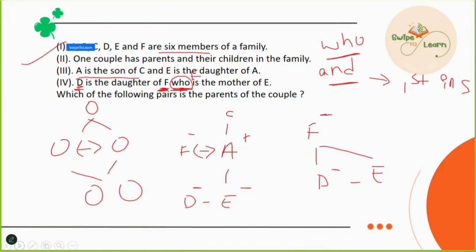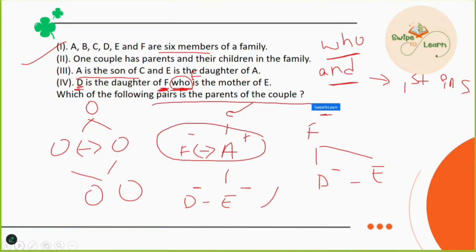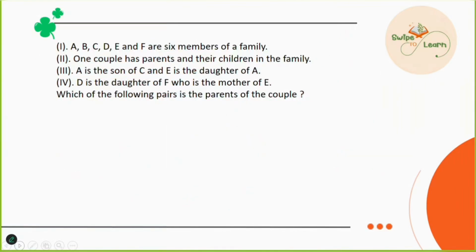So we came to know this question, right? There is one couple who is having a parent and then children. The question is, which of the following pairs is the parents of the couple? So who are the parents now? Which of the following pairs is the parents of the couple? Yeah. Who are the couple? F and A are the couple. So answer is F and A for this question. So your task is to analyze the relationships correctly. If you miss at least one relation, the entire problem will be very clumsy.